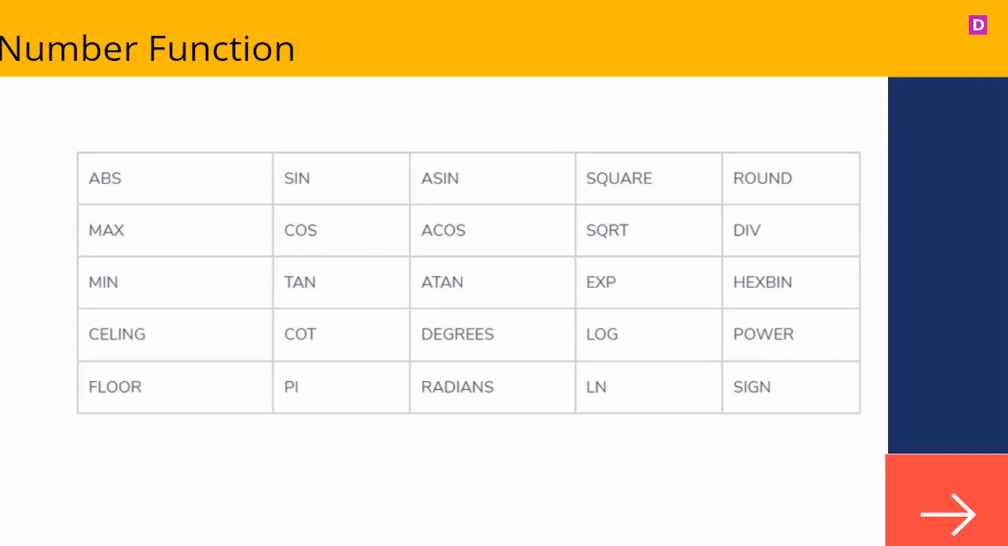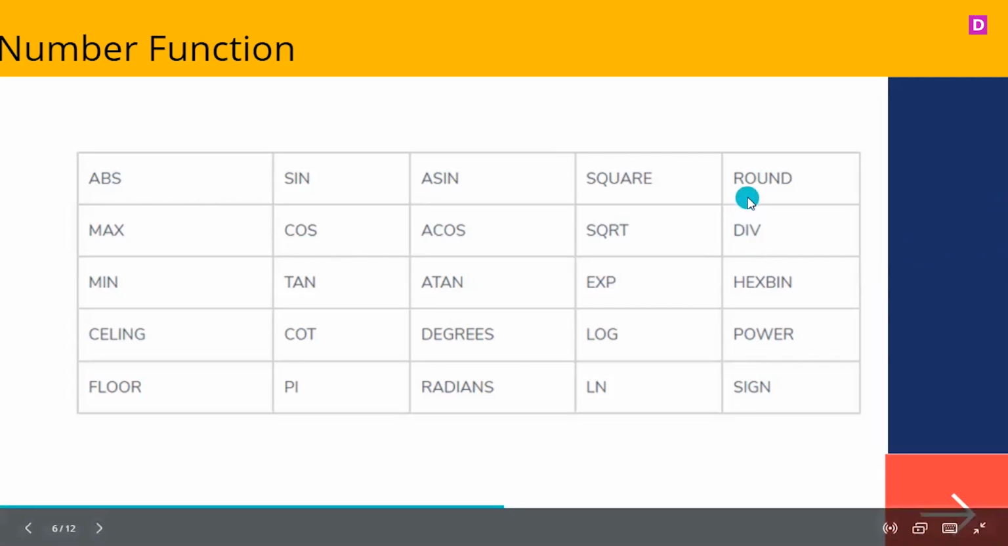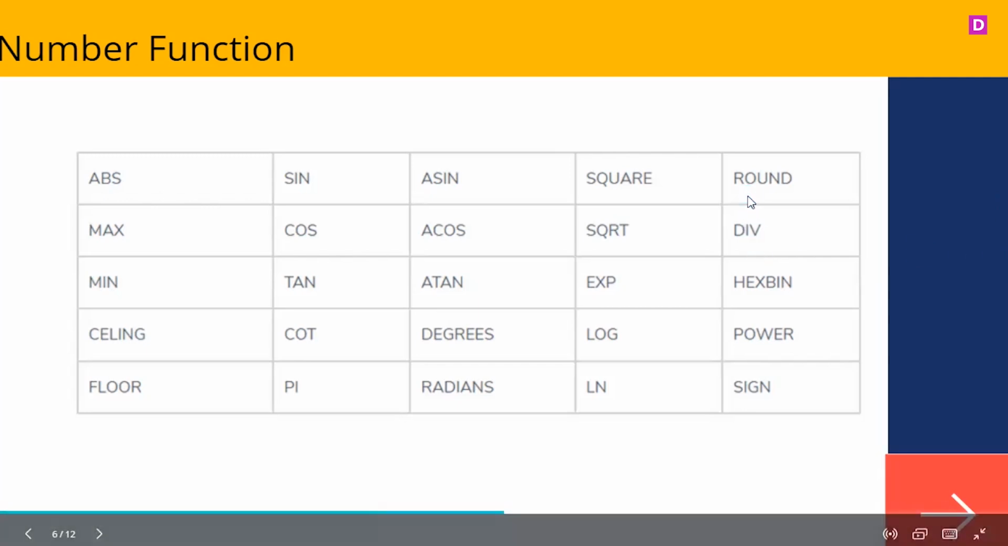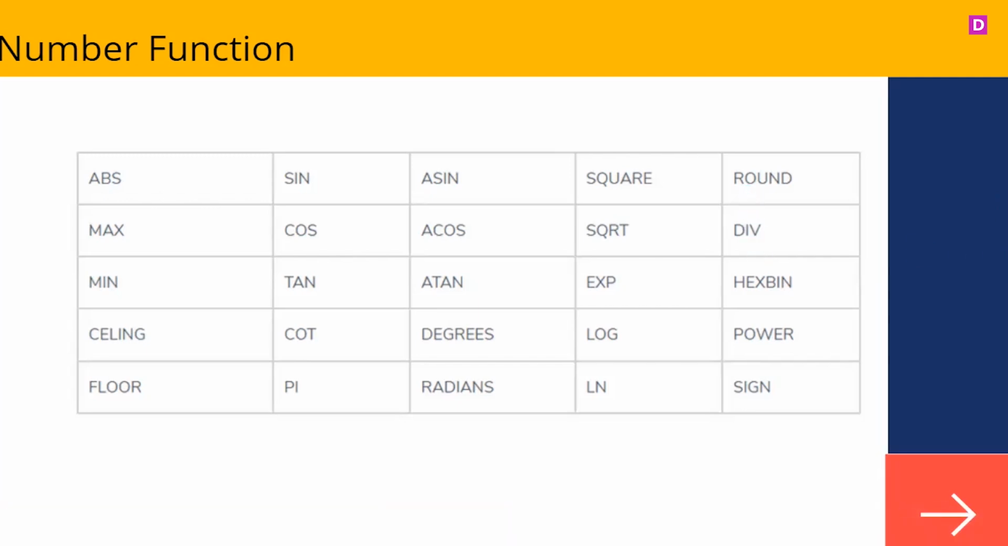You want to round off the balance of all the customers, then you will use something called the round function, which is here. These are some of the common, popular functions in number. ABS is going to return you the absolute value.